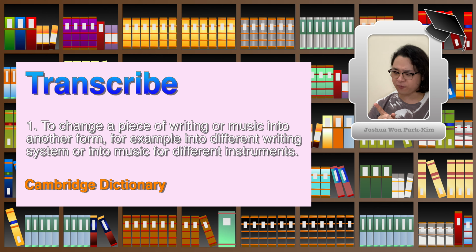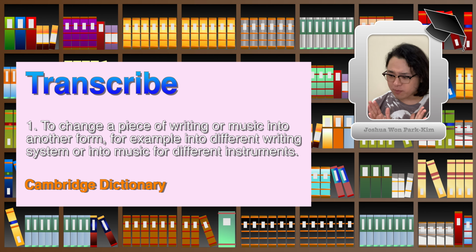The definition of transcribe is to change a piece of writing or music, but in this case we're talking about music, into another form. For example, into a different writing system or into music for different instruments. So it's the same composition, but you make it for a different instrument. For example, of a transcription.